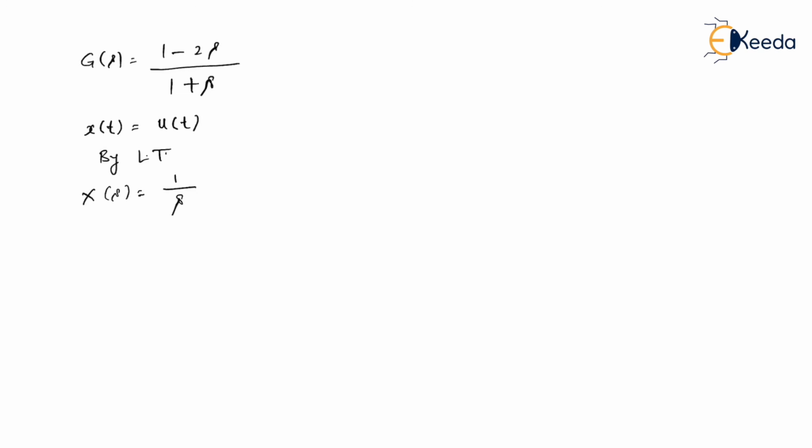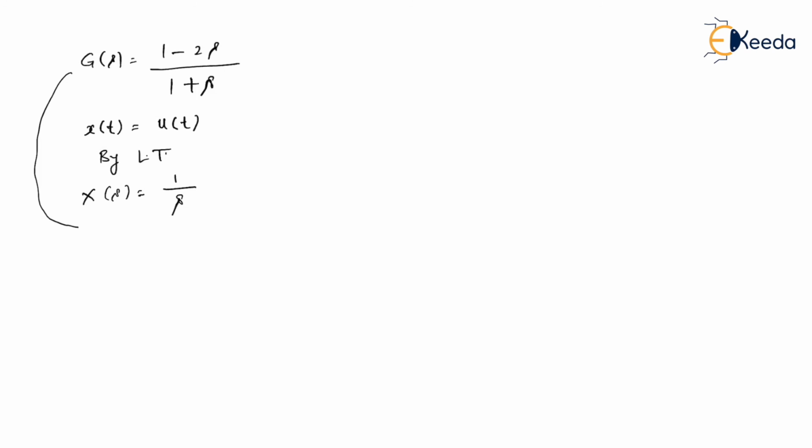So let us see. Now G(s) is equal to what? It is (1 - 2s) divided by (1 + s). And you know what? Input is given, that is x(t), which is nothing but unit step input, or in fact, unit step input means u(t). So by Laplace transform, you will get X(s) equal to what? It is 1 by s.